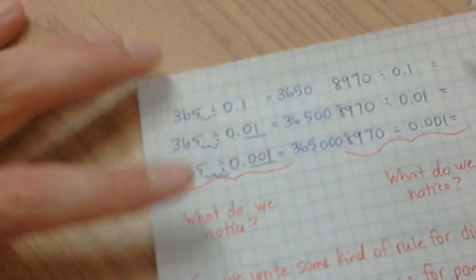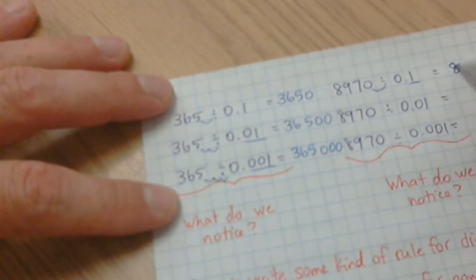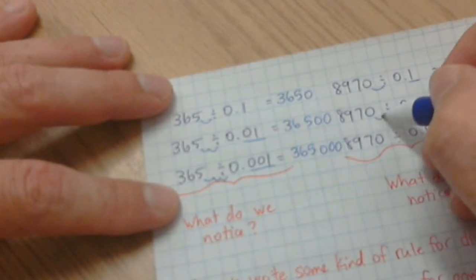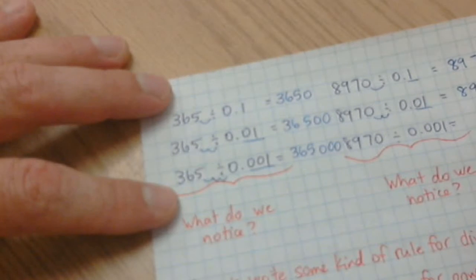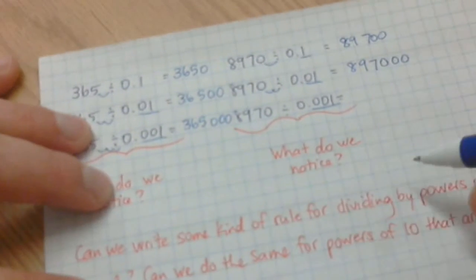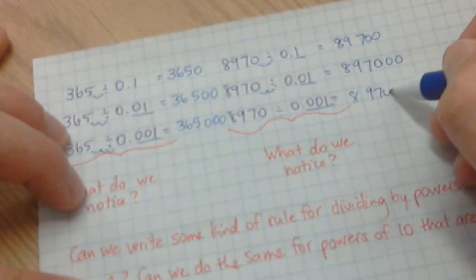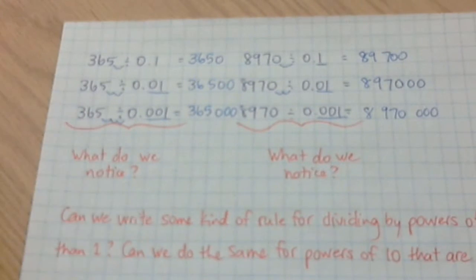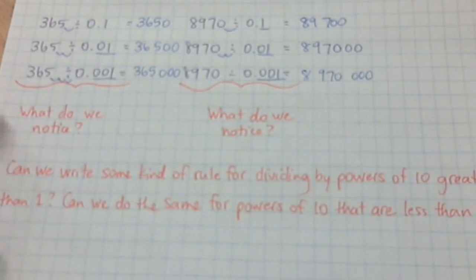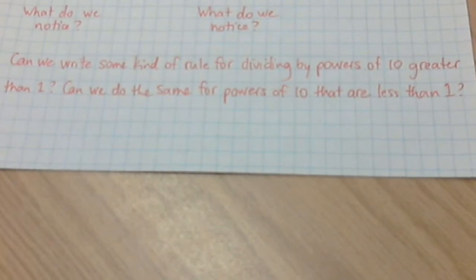Okay. Over here, same idea. 1 after the decimal goes 1 to the right, so that's 89,700. 2 to the right gives 897,000. And we have 3 spots after the decimal, so it goes 3 to the right, so that's 8,970,000.